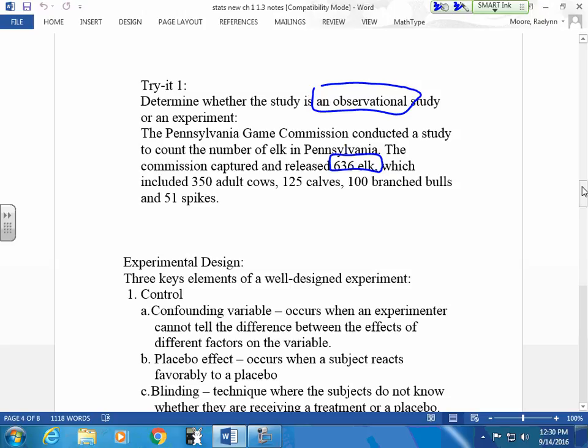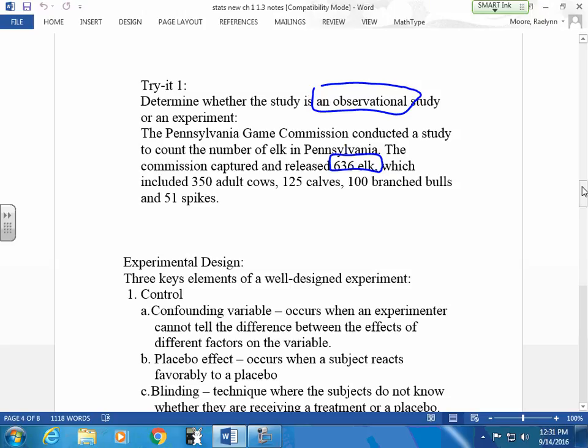But could I have sent them a survey to ask them who they were? I couldn't ask the elk the survey, right? So I had to capture them, observe them, check off what they are, put them back. So this is considered an observational study. I didn't do anything to influence the decision. I just took them one by one, observed them, marked off who they are.